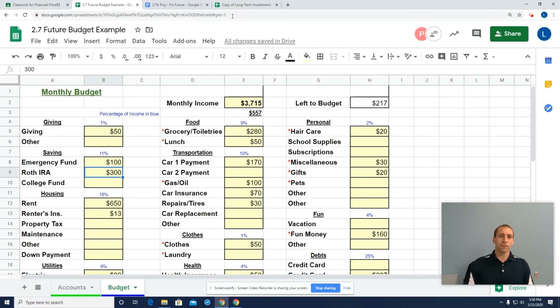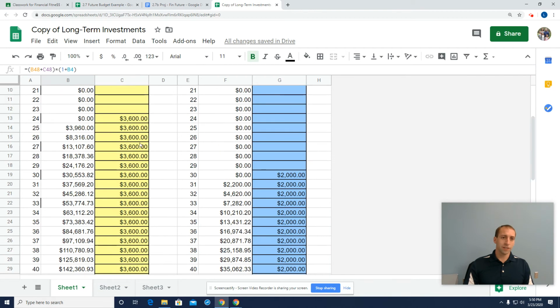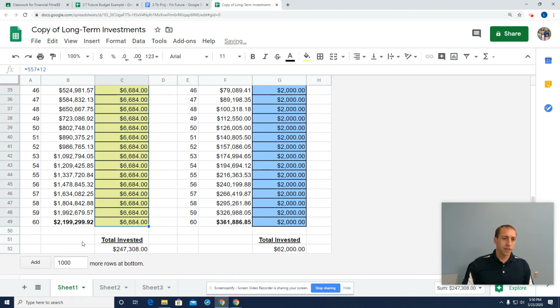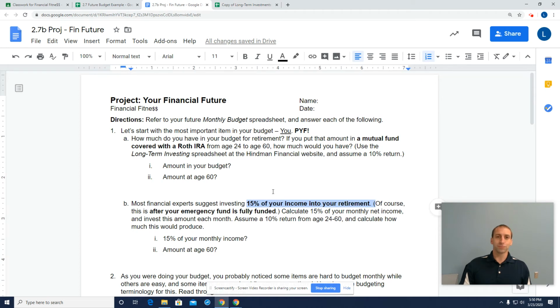So I'm going to use this 557. This is part 1B now. And I'm going to put it, instead of 300 a month, equals 557 times 12. And I take that amount, copy it all the way through. I think I got it there, yep. And I get 2.2 million instead of 1.1 million. I think that would be better, okay? So I'm just trying to get the point across to you that a lot of you probably underfunded your investments. So I wanted you to see what 15% would produce.